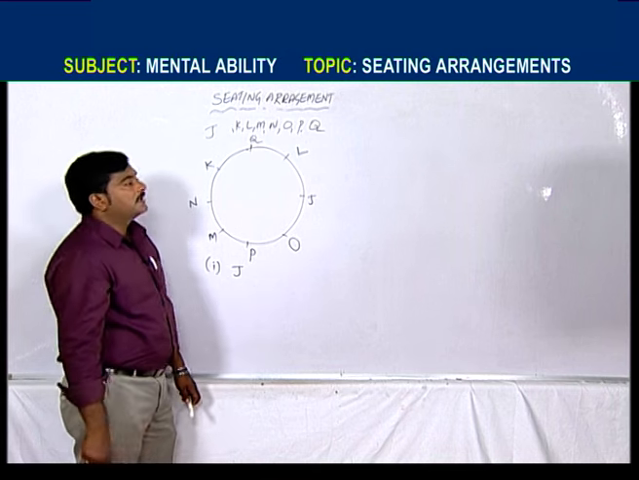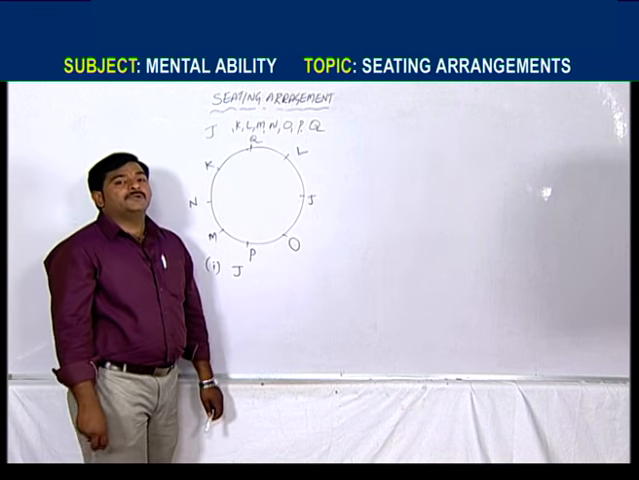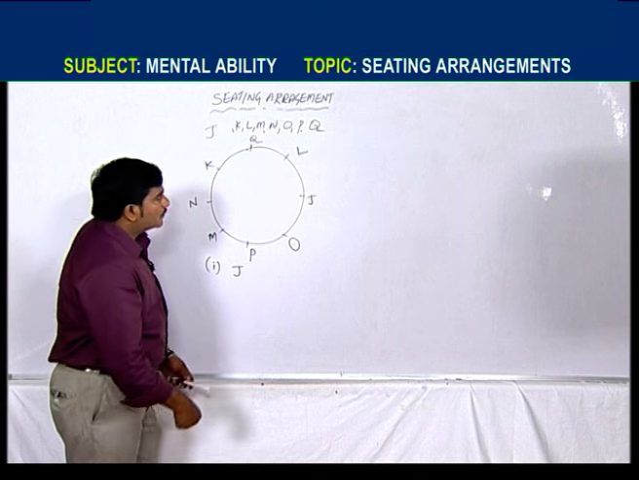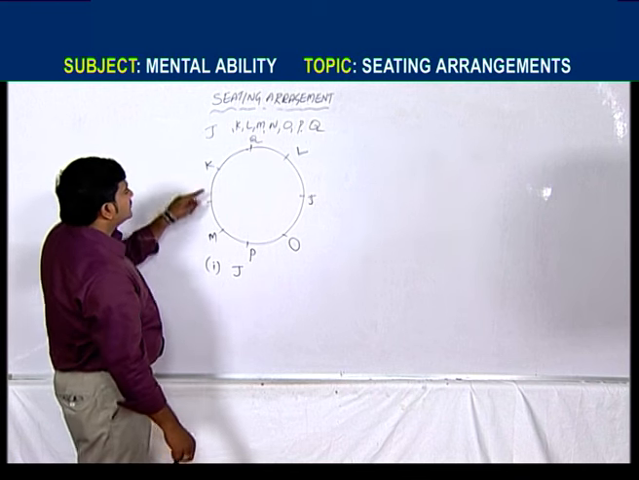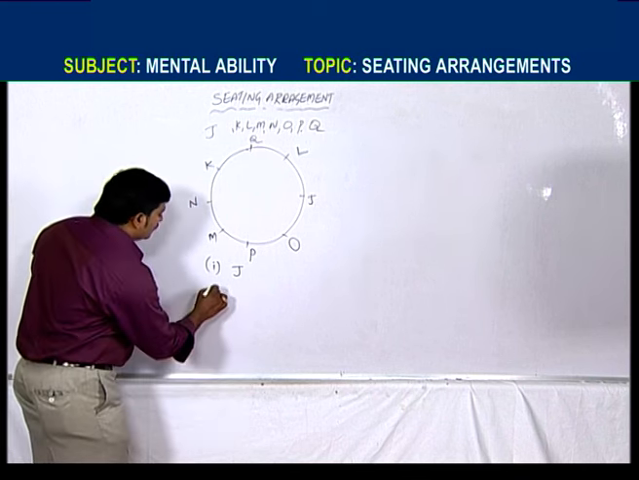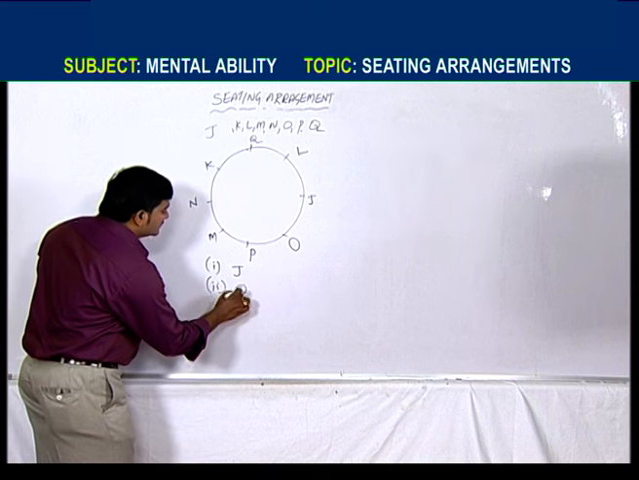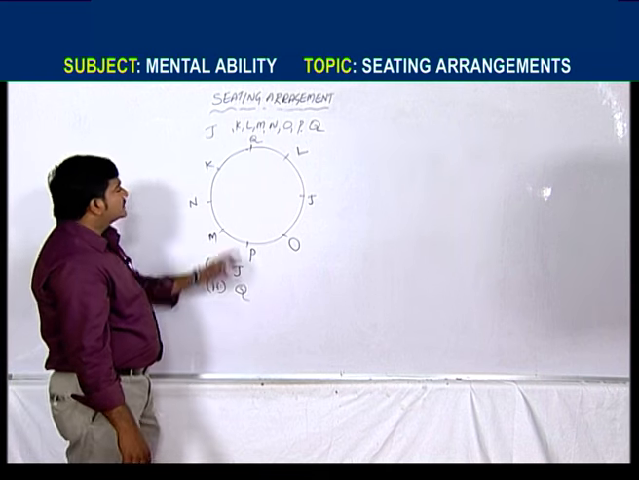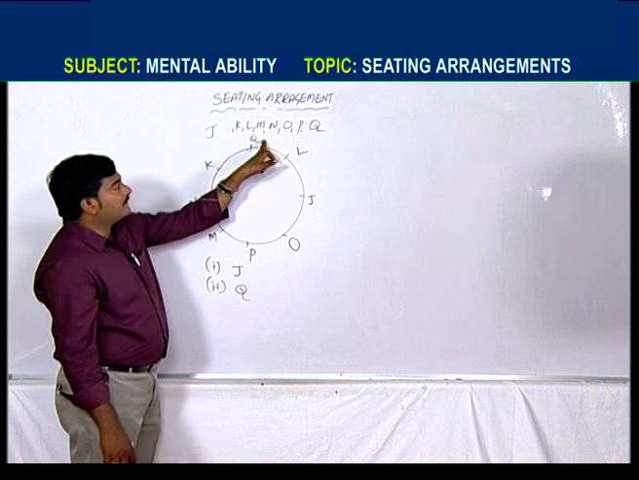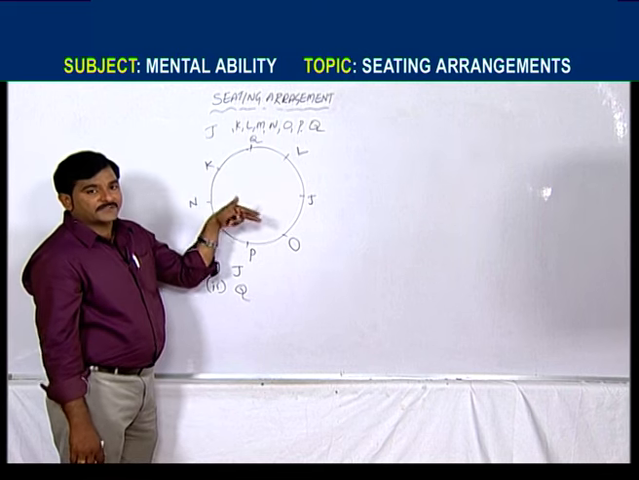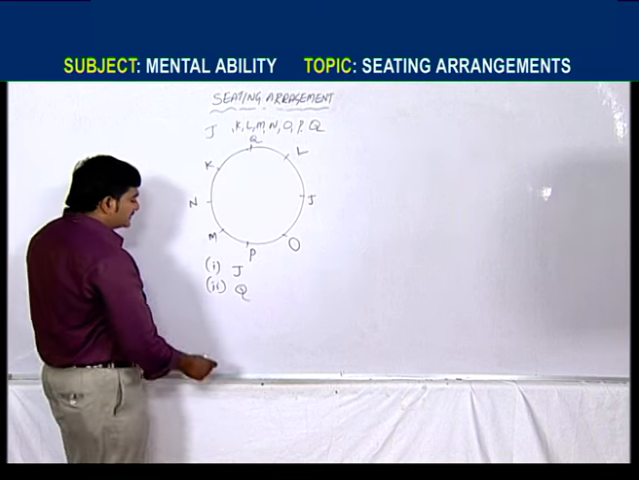Now, second question, what he mentioned here: who is the immediate left of K? Who is the immediate left of K? So here K is there. Now who is the immediate left of K? The answer is obviously Q, right? So Q is the immediate left of K. Think that K is facing towards the center. That is about the second question.